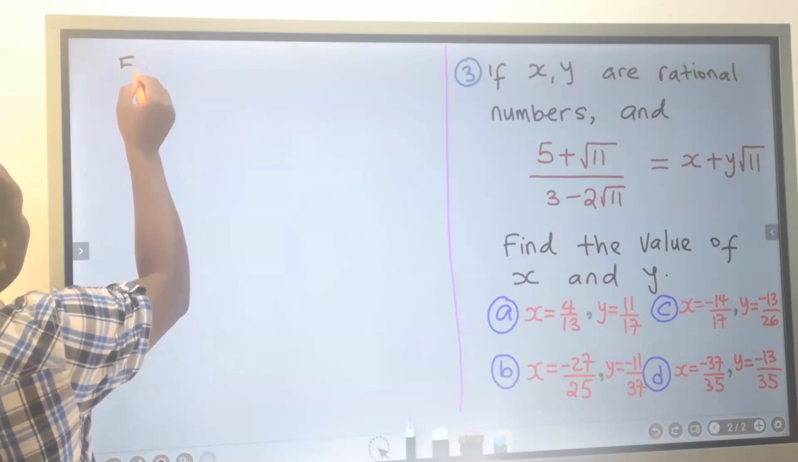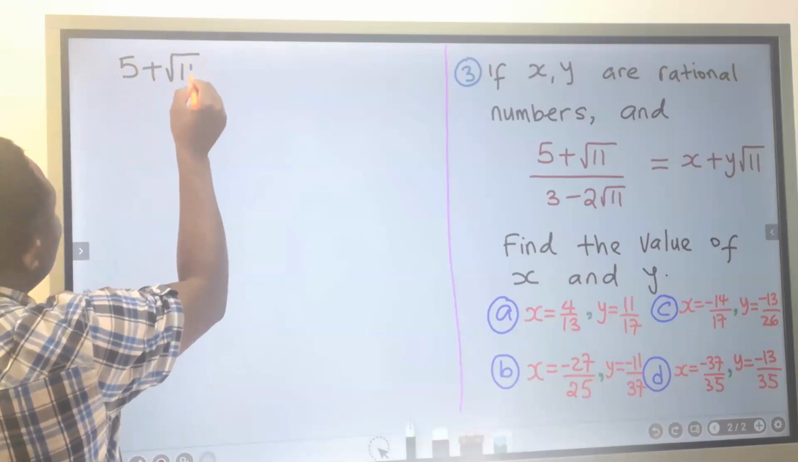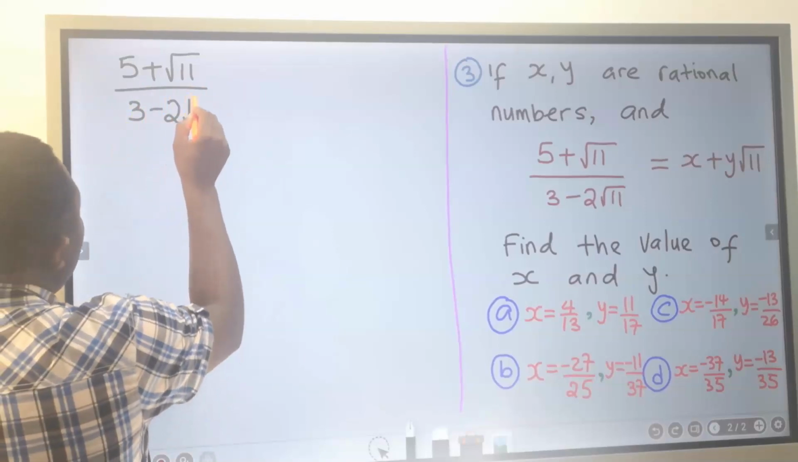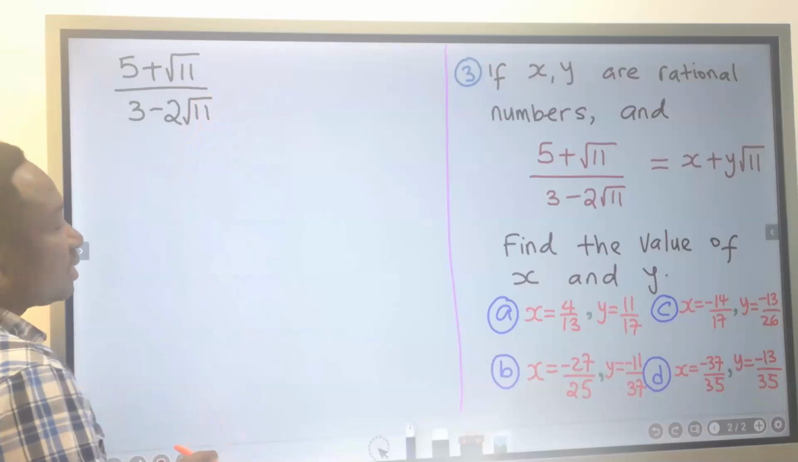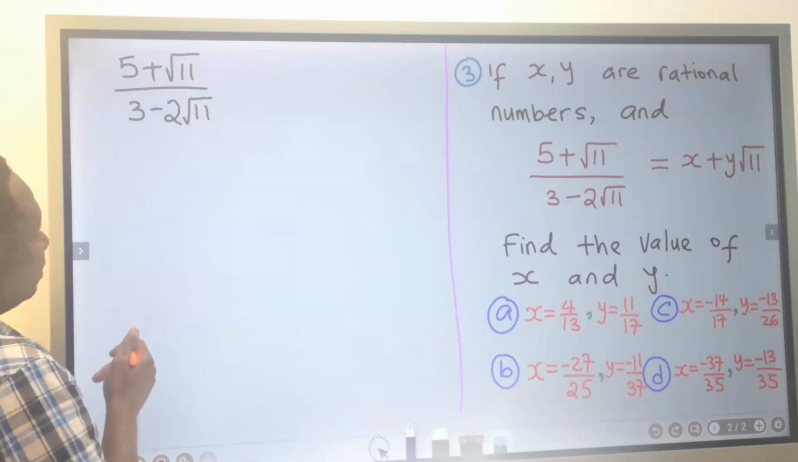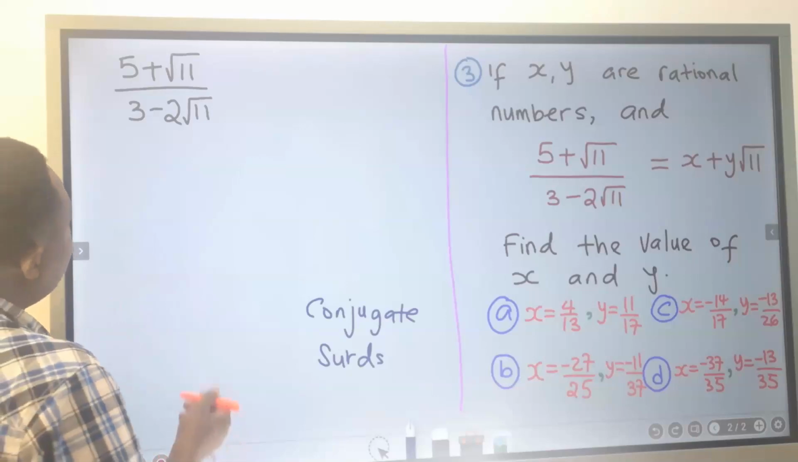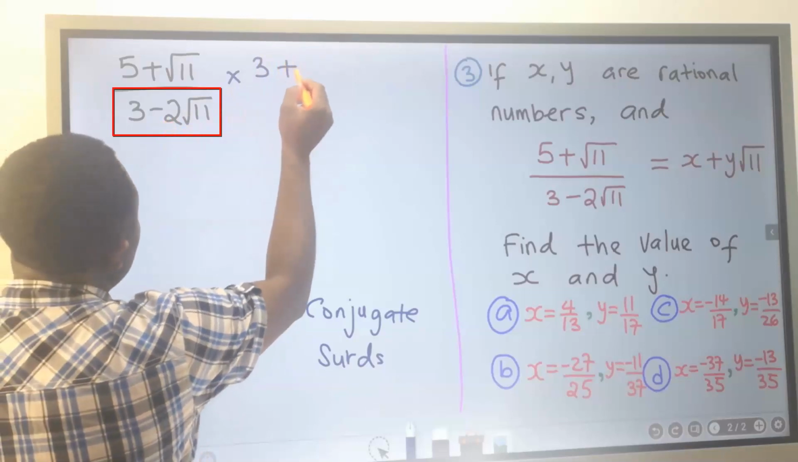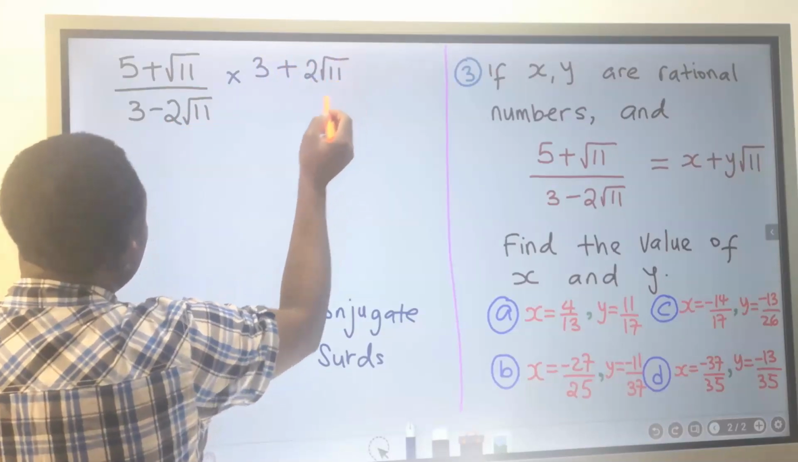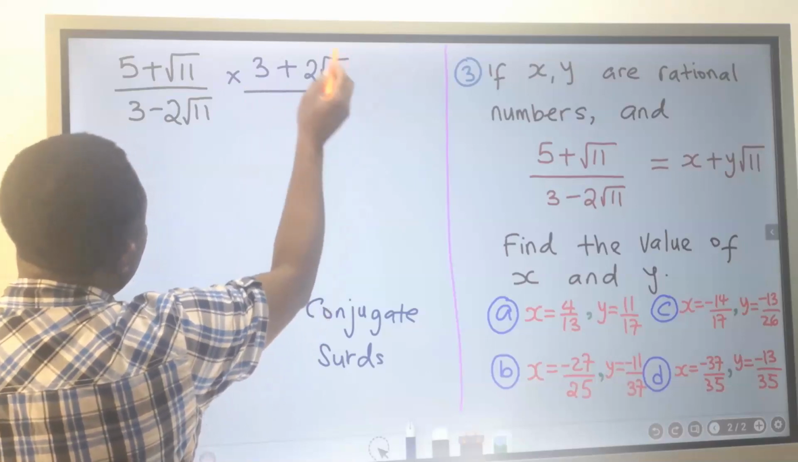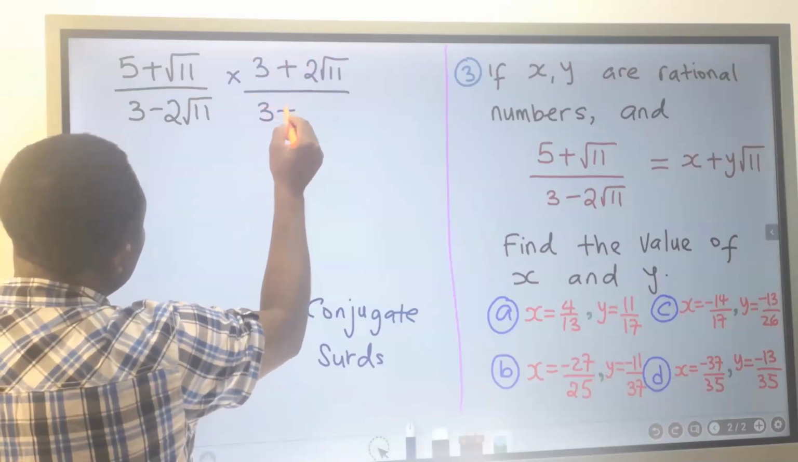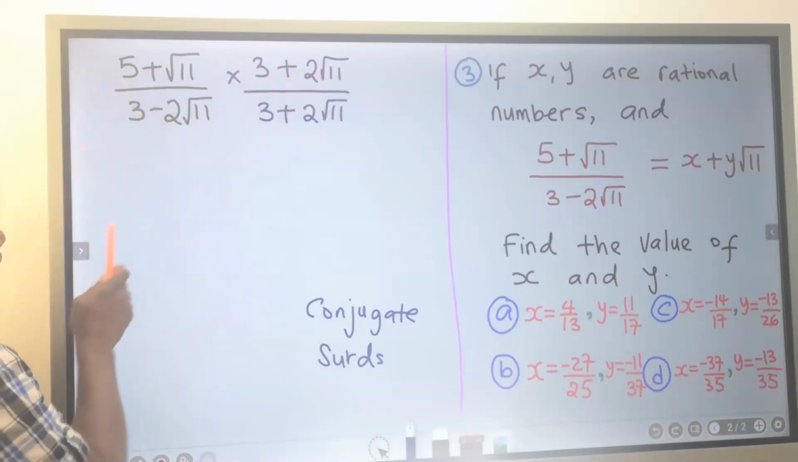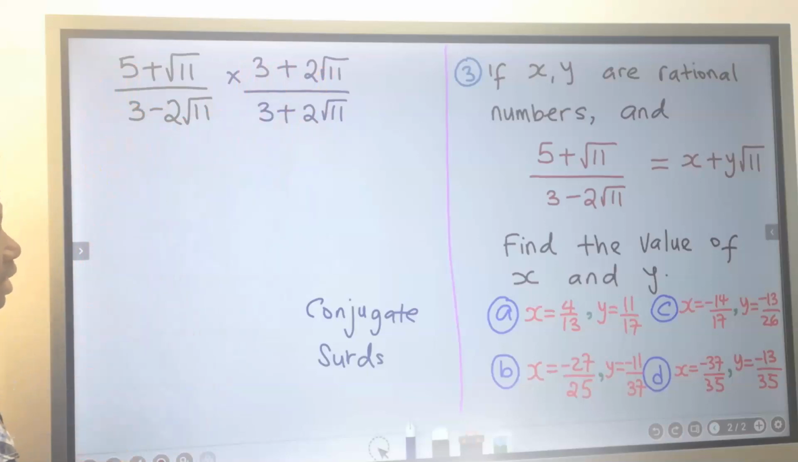We have (5 plus the square root of 11) divided by (3 minus 2 multiplied by the square root of 11). The next step is we are going to rationalize, considering conjugate surds. We're going to multiply by 3 plus 2 multiplied by the square root of 11, divided by the same, which I will repeat at the denominator. Next, we're going to multiply out the numerator, and the denominator will multiply out.